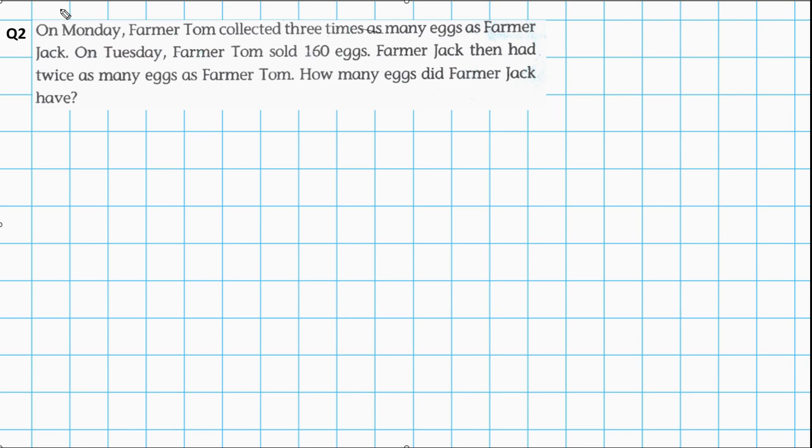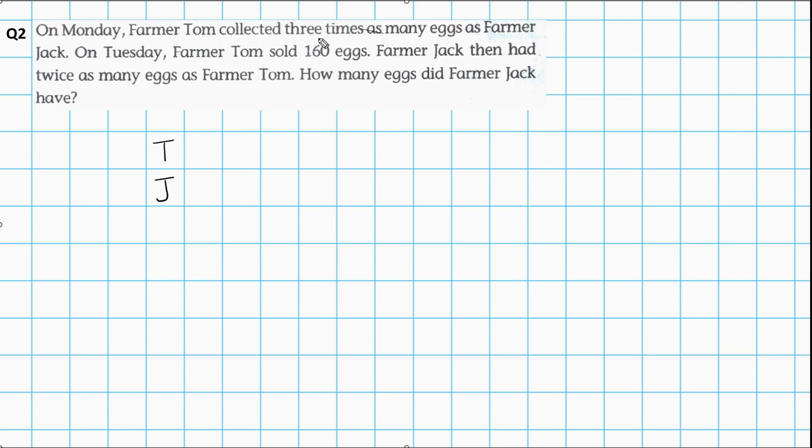What have we got? Well, we've got a Monday and we've got a Tuesday. So something's going to change, but we've got these two characters, Farmer Tom and Jack, and we're going to draw bars for them. We're comparing Tom and Jack, so we're going to have two separate bars. So let's draw a bar. We've got Farmer Tom. I'm going to just use the T for Tom and the J for Jack. We like to keep things as easy as possible. And let's have a look at what happened.